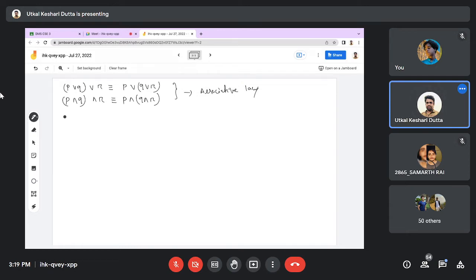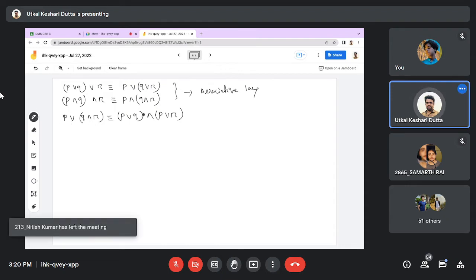Okay. Then P disjunction (Q conjunction R). What will this be equivalent to? Any idea? This will be equivalent to (P disjunction Q) conjunction (P disjunction R). That means P disjunction Q, and then in the other bracket P disjunction R. That means here disjunction is distributive over conjunction.